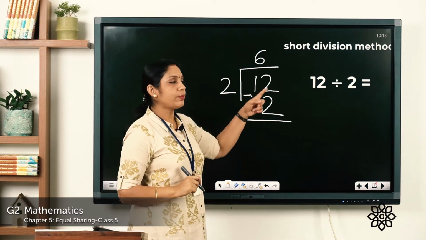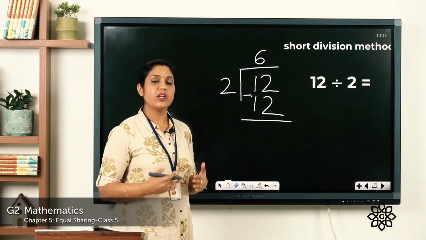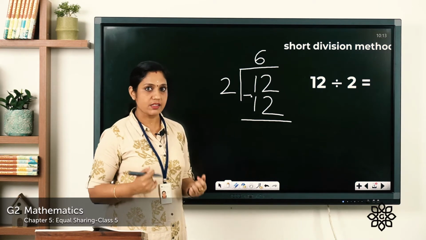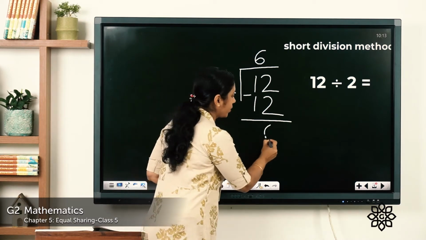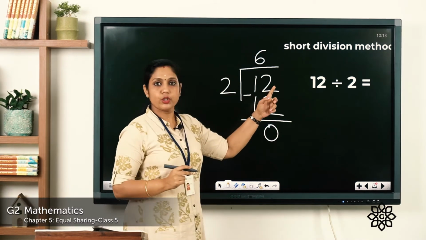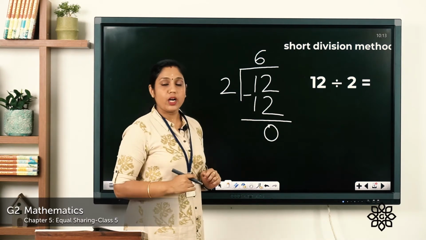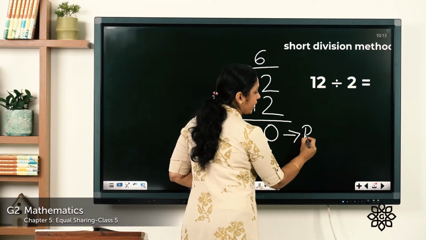Then we have to subtract 12 minus 12. We have learned that when a number is subtracted from itself, we get 0. The answer is 0. So 12 minus 12, the answer is 0. So is there any other number to divide? No. So we finished our division. We got 0 here, and that 0 is called the remainder.